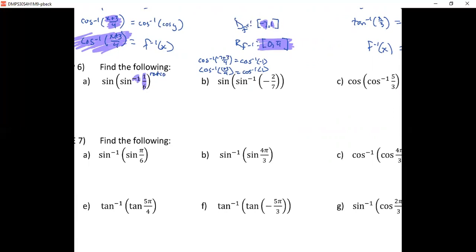So the sine of the inverse sine, what's actually happening here is we could draw this out. Our problem is asking, what's the sine of some angle theta? So what's the sine of some angle theta?